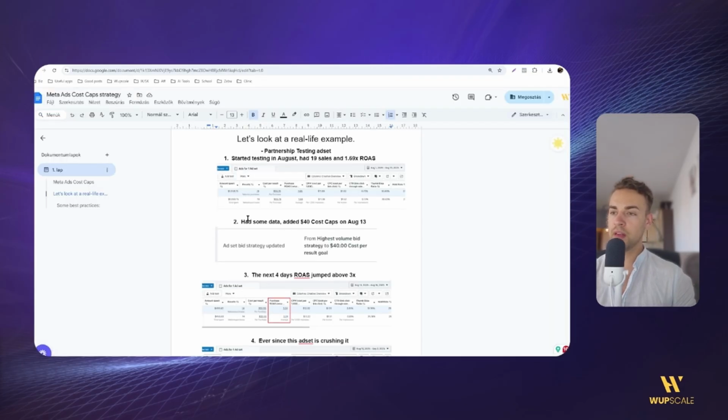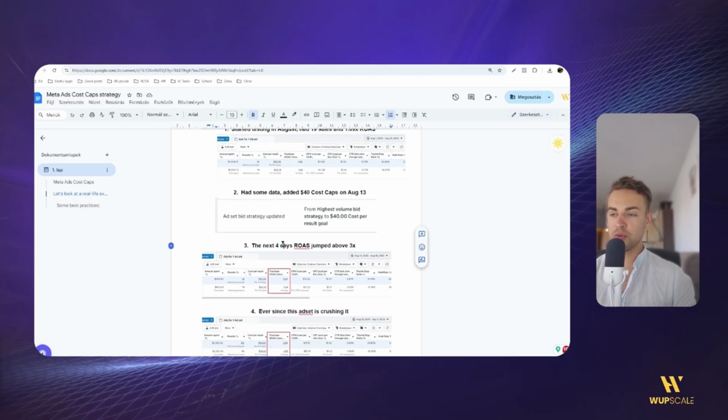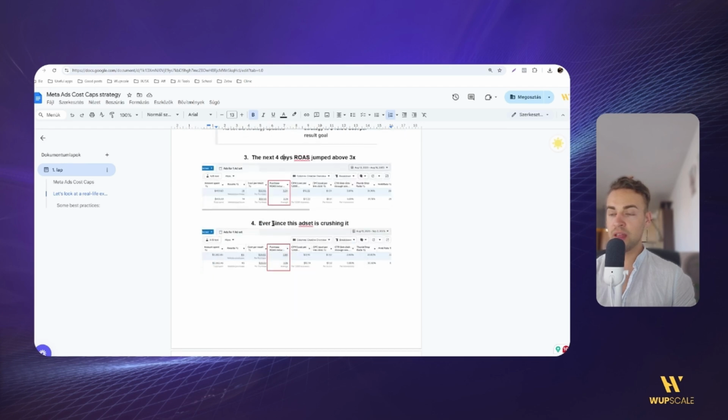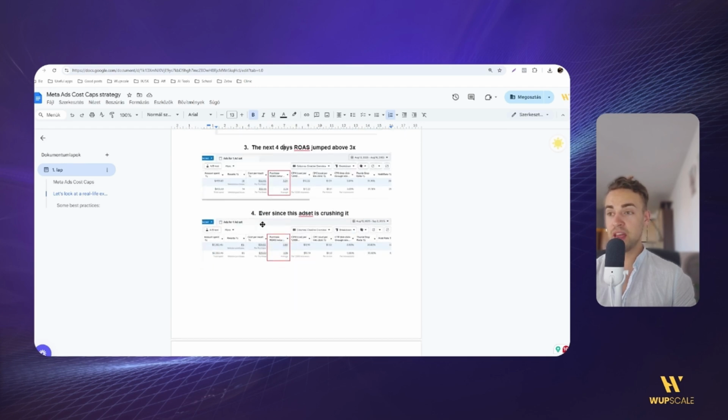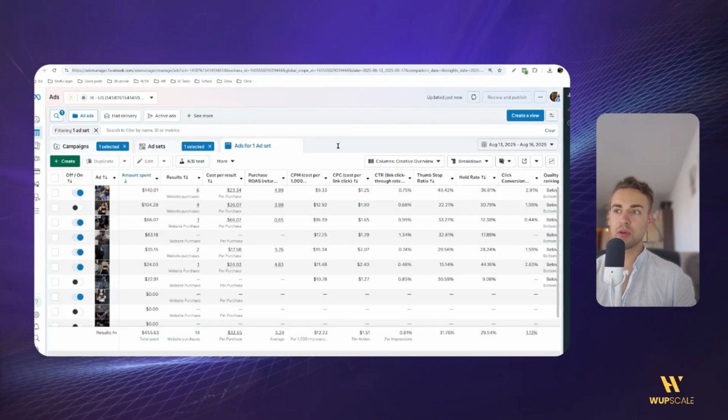And this is the breakdown that I have in this step by step. So I added the $40 cost cap. Next 4 days, ROAS jumped like crazy. And what's surprising is ever since, this ad set is crushing it.